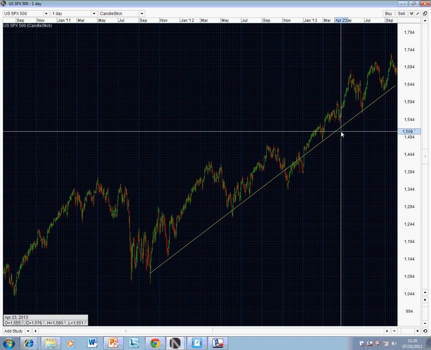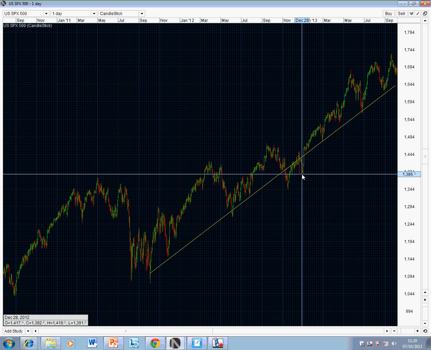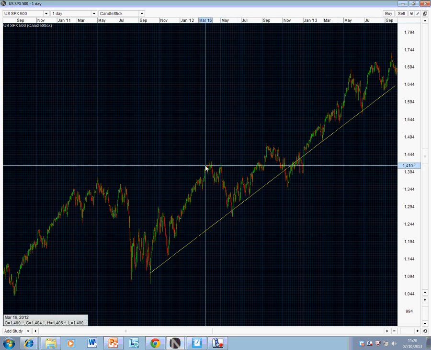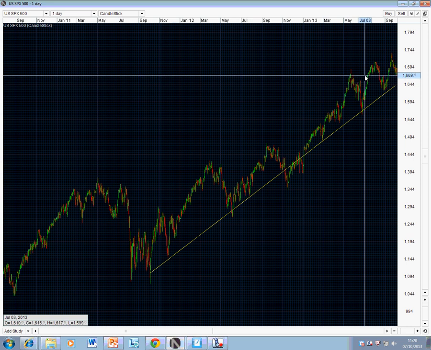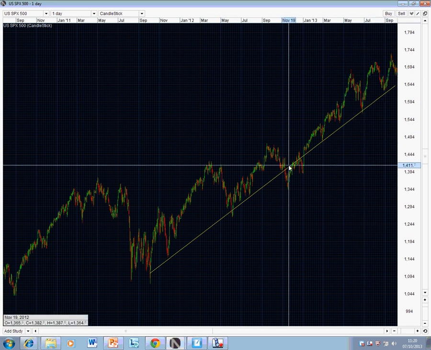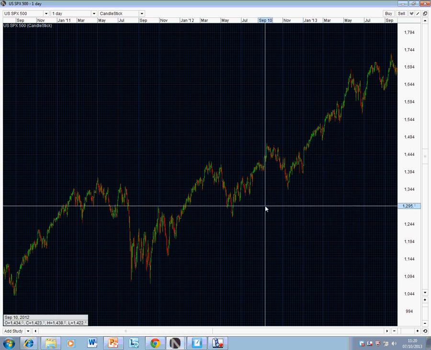Basic tip is if you're drawing an upward trend line, try to locate it at the bottom ends of the movement. If you're drawing a downward trend line, try to locate it on the top ends of the movement. Okay. Now that's a trend line. To delete the trend line, you can click on that and say remove the trend line. It'll get rid of that.